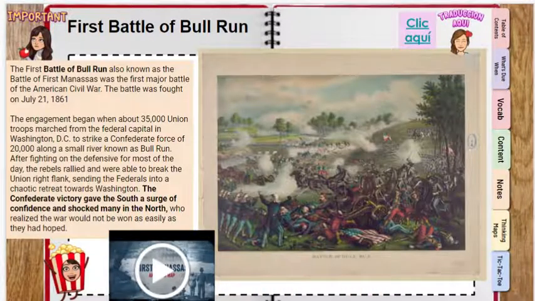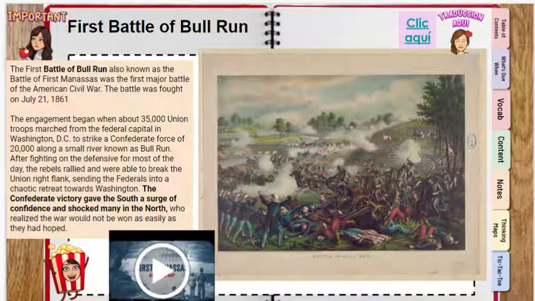Now, the first battle of the Civil War that really makes a difference that we look at is the Battle of Bull Run. This happens in July 1861. The engagement began when 35,000 Union troops marched to D.C. to strike the Confederate force, which was about 20,000 troops. After fighting defensively for most of the day, the Confederates were able to outflank the Union and sent the Union troops in a retreat towards Washington.